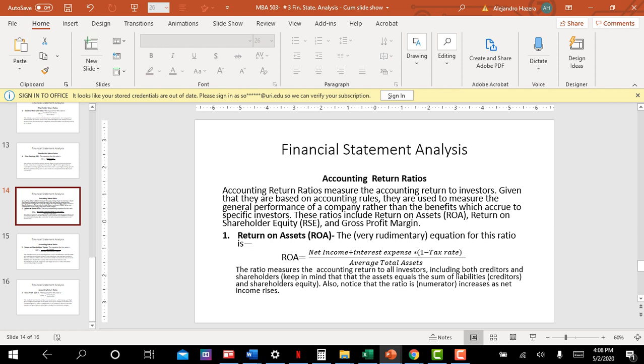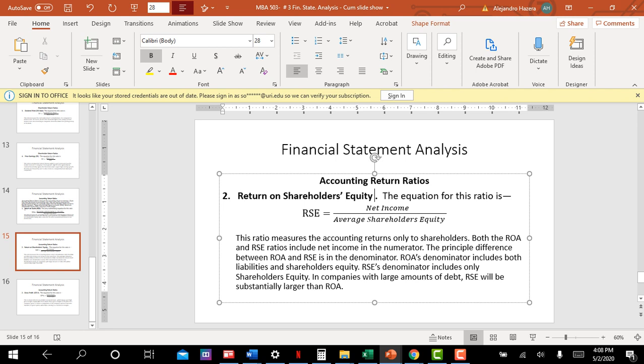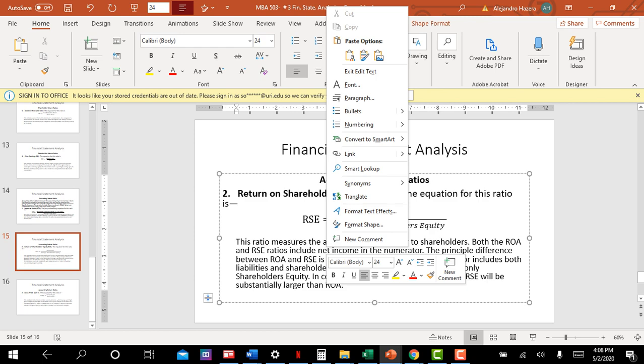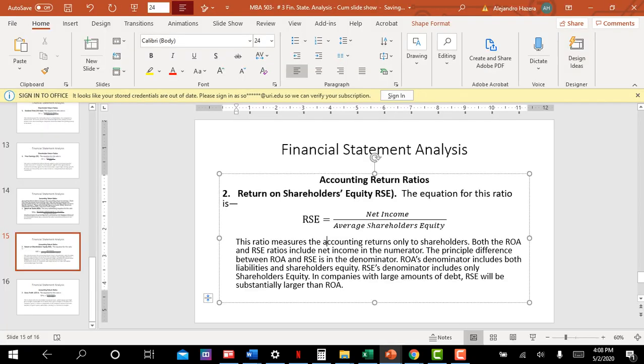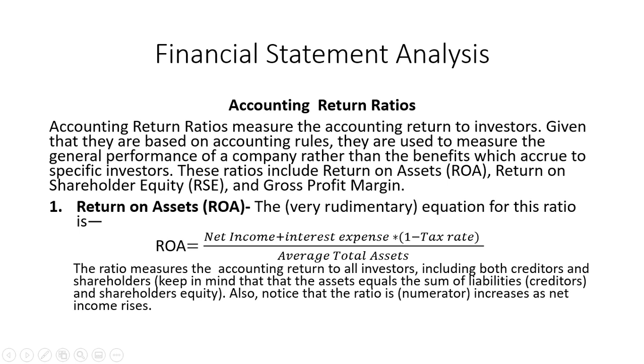Okay, let's start with the first of these ratios. The first one is return on assets, and the second one is return on shareholders' equity. Return on assets is ROA, and return on shareholders' equity, I'm just going to give you the acronym here, is RSE, return on shareholders' equity. Okay, I'm going to save that and then go to the slideshow, starting with return on assets.